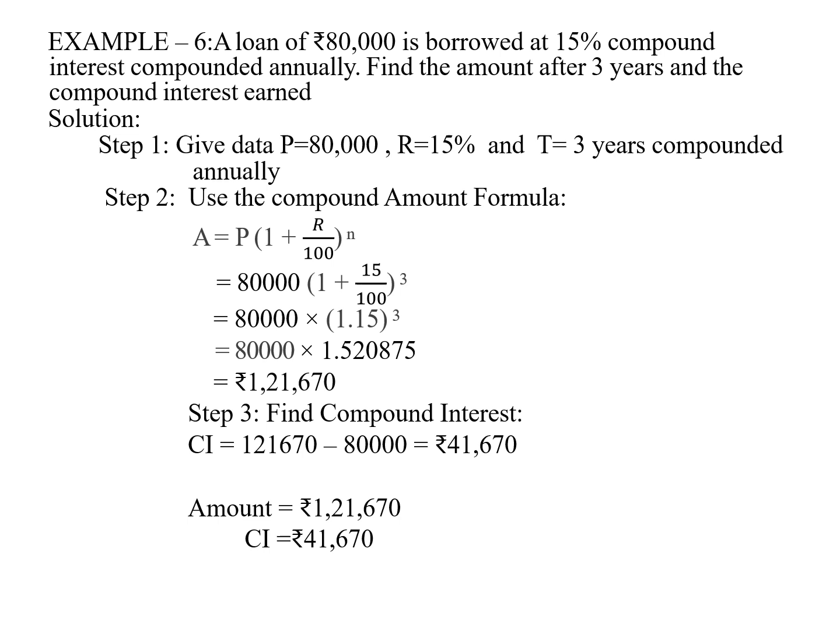So finally we got the amount as 1,21,670 rupees and the compound interest as 41,670 rupees.